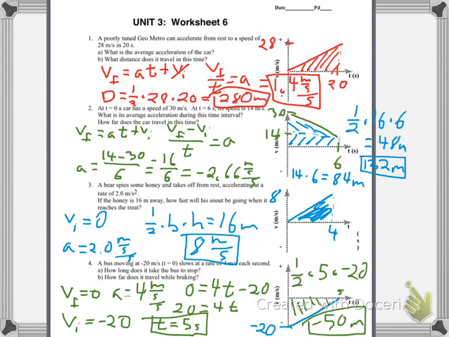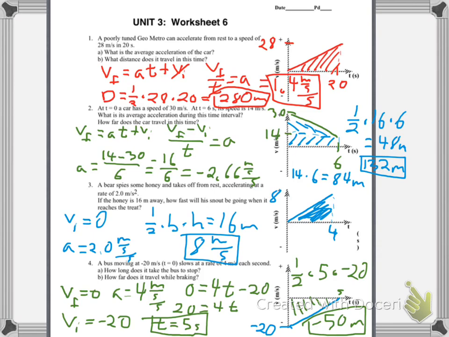A bear spies some honey and takes off from rest, accelerating at a rate of 2 meters per second per second. The honey is 16 meters away, so that will be the area under the curve. How fast will it be going when it reaches the treat? So we know that we have an initial velocity of 0 and that each second our velocity changes 2 meters per second. So that means that after 1 second, we're going 2 meters per second. At 2 seconds, we're going 4 meters per second. At 3 seconds, we're going 6 meters per second. At 4 seconds, we're going 8 meters per second, etc., etc.